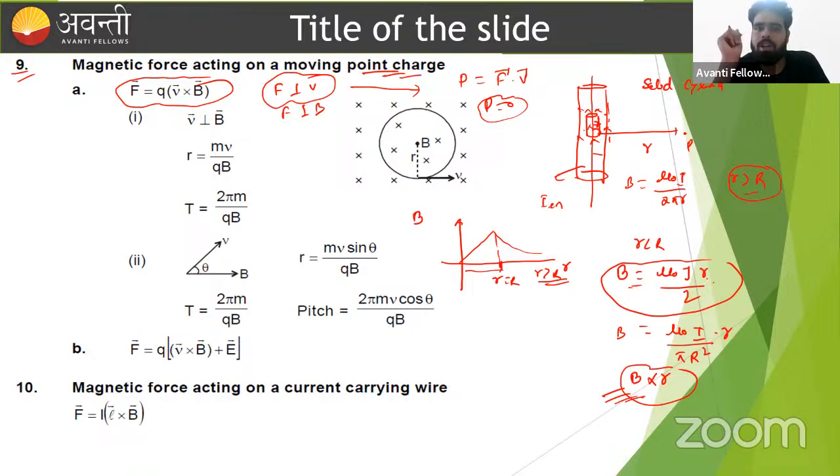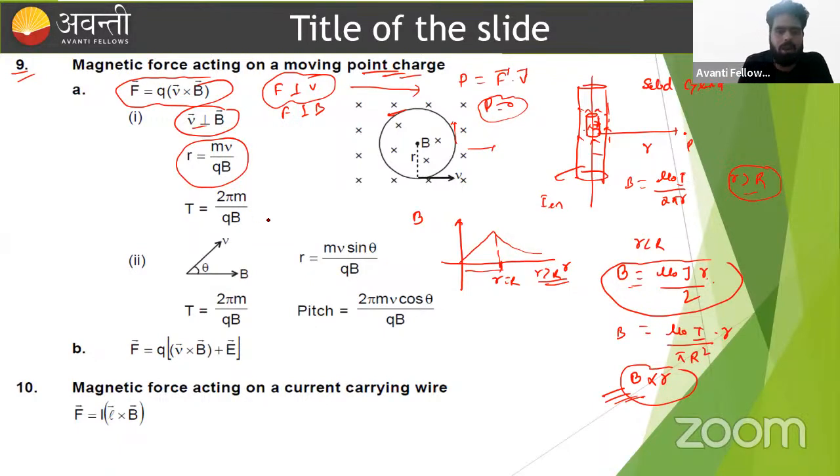What is your answer, beta? Zero, because force is perpendicular to velocity at any instant, and all along the path. Okay, and this is the special case, beta, when the velocity and magnetic field are perpendicular to each other. So we can say the path is circular and the radius is mv upon qB. Again, this is the very important formula.